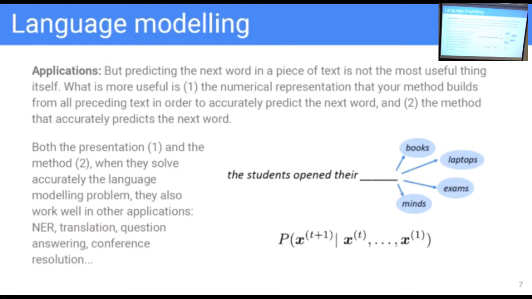The other very good thing is the method itself, the neural network architecture. Because if you have a neural network architecture that solves this problem very well, you can change the top layer of the neural network and use it for something totally different, like named entity recognition, text classification, and so on.